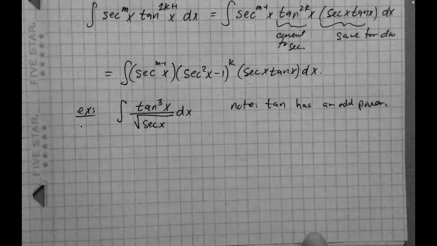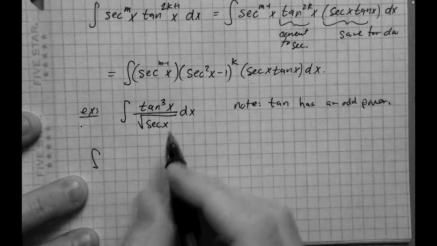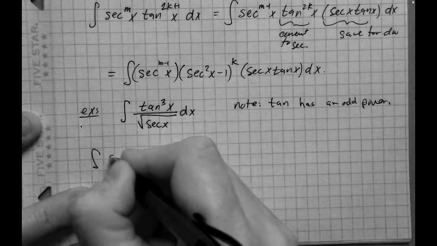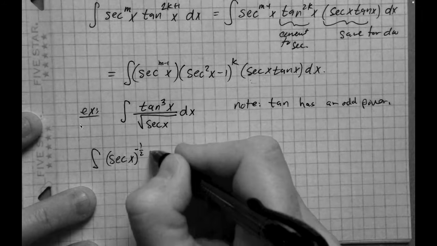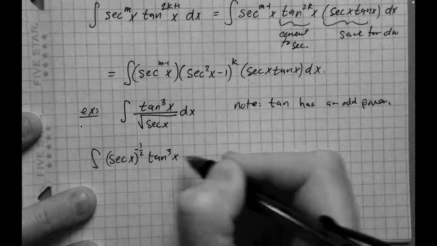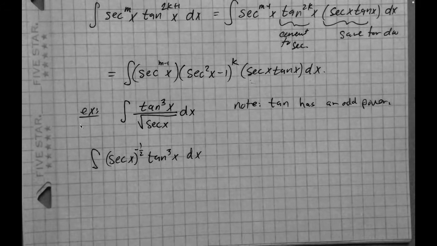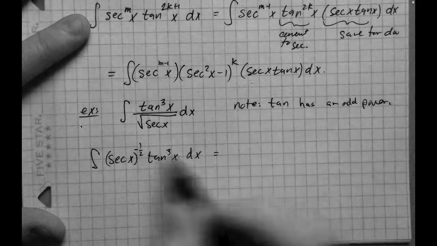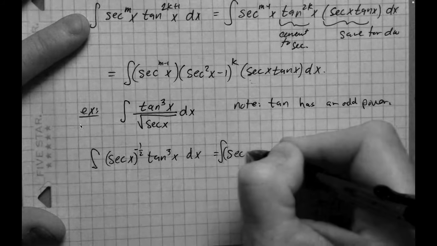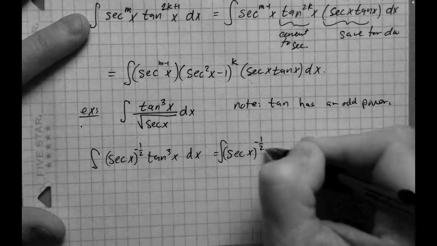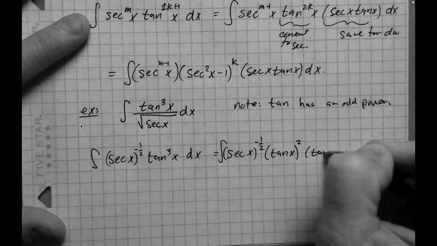Okay, so how is this going to work? Well, let's rewrite it with the secant up top. So I have secant of x, negative 1/2 power times tangent cubed of x dx. Okay, so first of all, I can break off one of the tangents. So I have secant x, negative 1/2 power, and now I've got tangent of x squared times tangent of x.